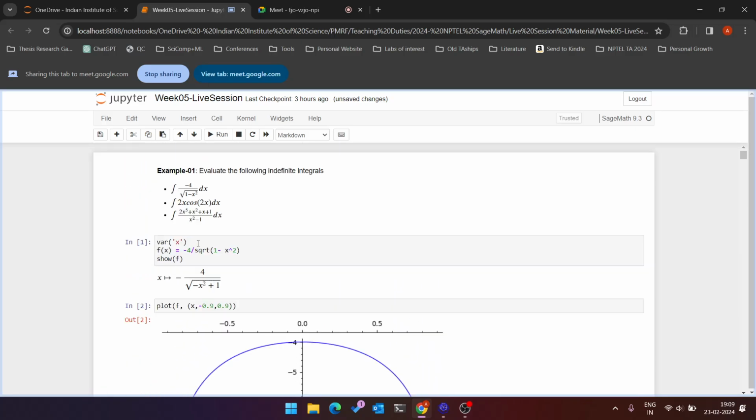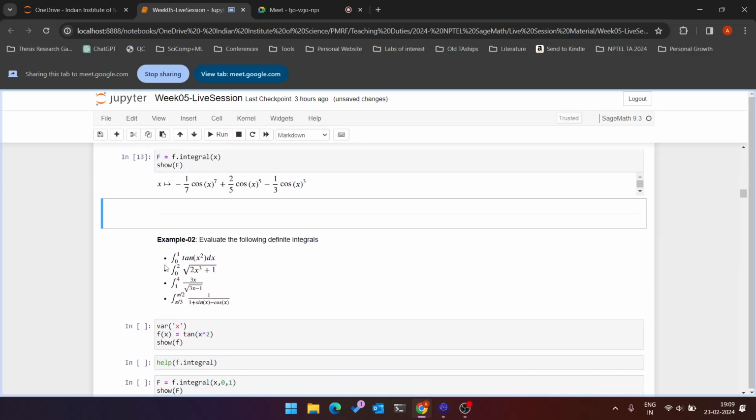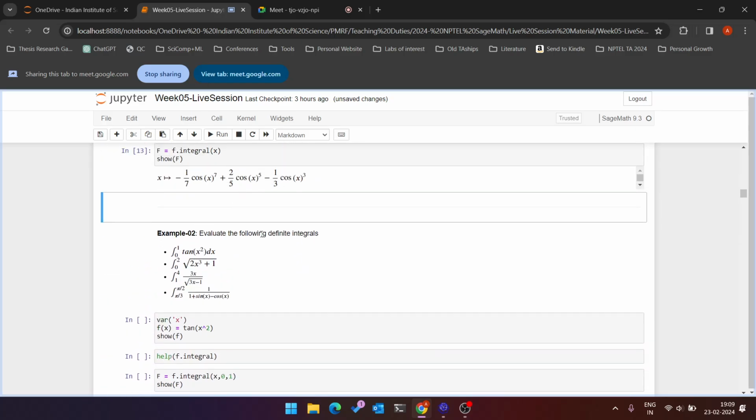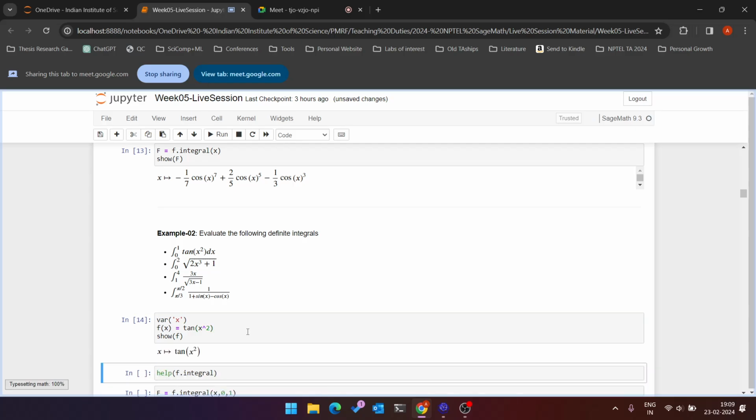So this expression dot integral gives us indefinite integral. Now we'll evaluate a few definite integrals. Suppose that we are given the expression, we want to evaluate tan of x square between 0 to 1, integral of tan of x square between 0 to 1.